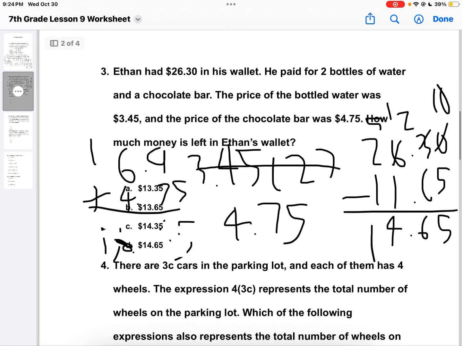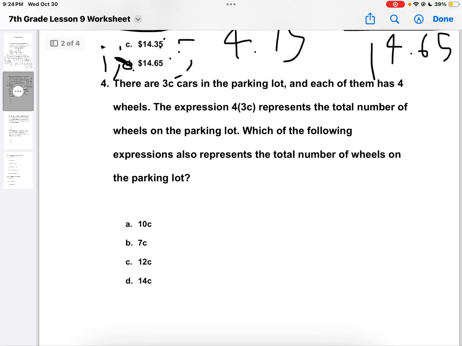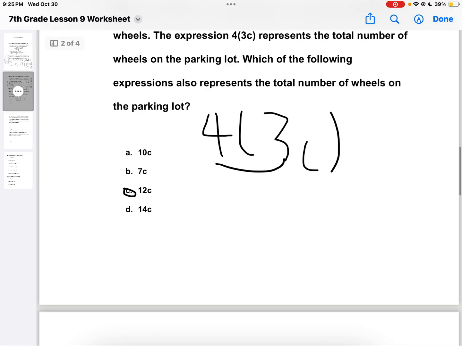Alright, so then moving on to number 4, there are 3C cars in the parking lot, and each of them has 4 wheels. The expression 4 times 3C represents the total number of wheels on the parking lot. Which of the following expressions also represents the total number of wheels on the parking lot? So for every car there are 4 wheels, and there are 3C cars. So we just multiply it, and it'll be 12C.